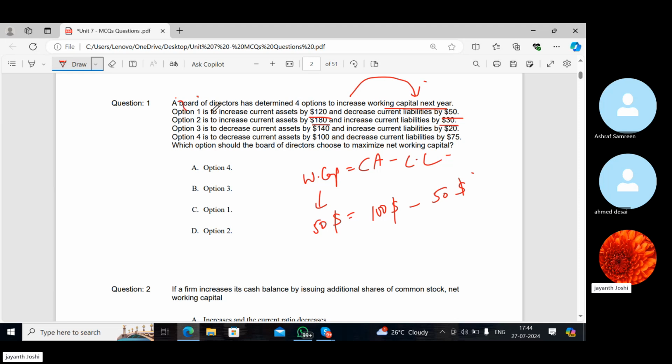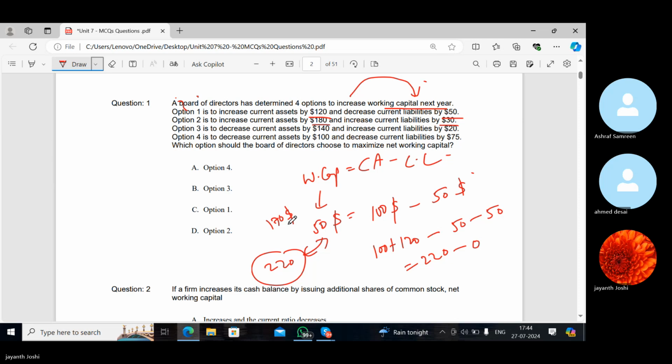Option 1, to increase current assets by 120. So I'll just increase the current assets by 120 and decrease the current liabilities by 50. So it will become 220 minus 0. So what is happening? My working capital has become what? 220. Is it right? It has increased from 50 to 220. How much is the increase in this? $170. Come on, tell me yes or no.